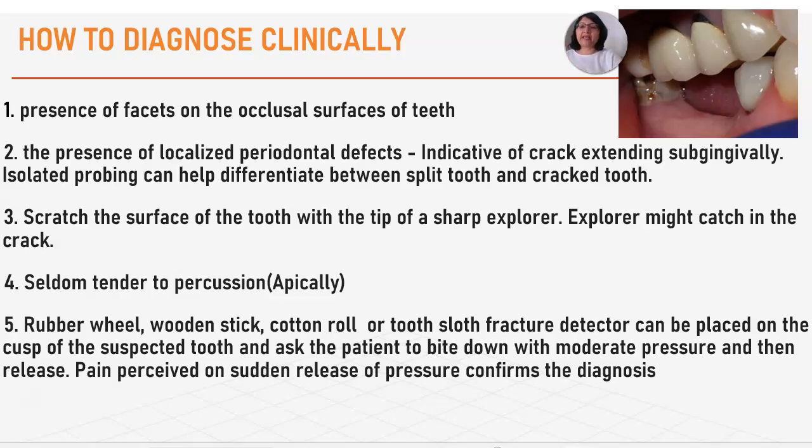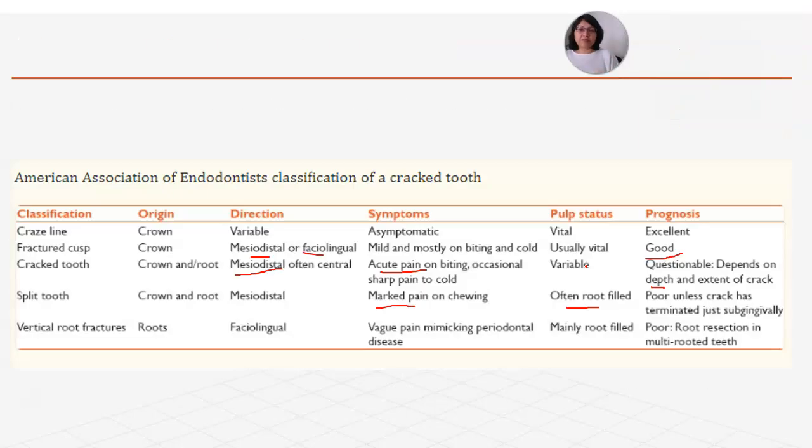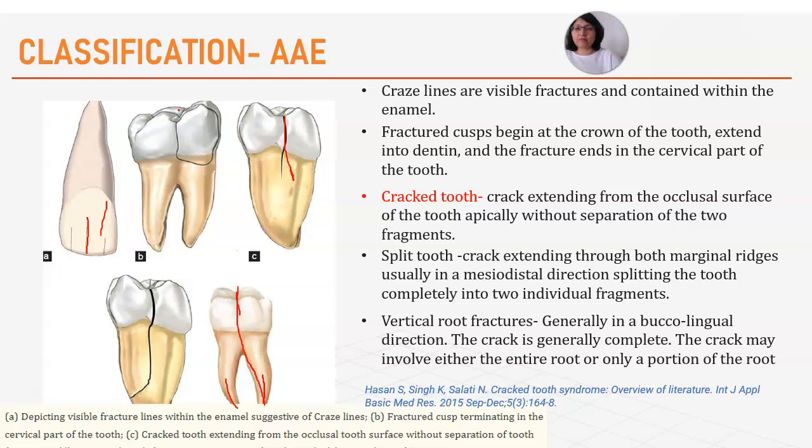And this isolated probing can help you differentiate between a split tooth and a cracked tooth. Like we discussed, the split tooth extends subgingivally, it has completely split the tooth, right? So if you find the crack is extending very subgingivally, then that means it's a split tooth. If you see the classification here, let me show you the diagram again. In the split tooth, it extends through the margin gingivally, and splits the tooth into two individual fragments. But in a cracked tooth, it extends apically, but it does not separate. So when it does not really separate the tooth, it's a cracked tooth. It's not split completely. But in a split tooth, it extends way too subgingivally. An isolated pocket would be found, and that is an indication of a split tooth.